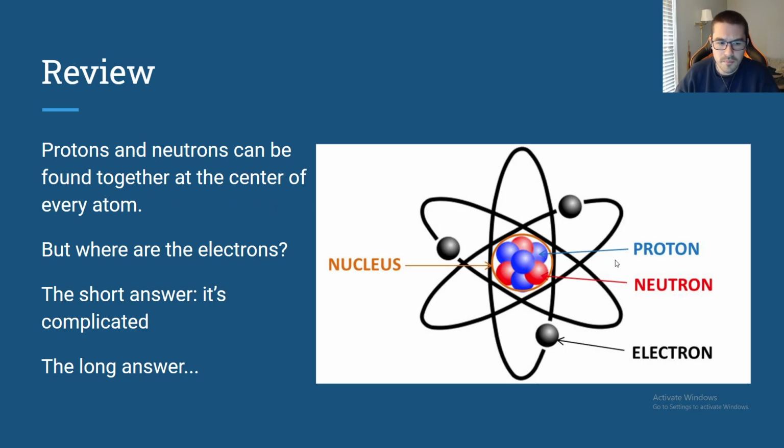We know that protons and neutrons are in the center of every atom. They compose what is called the nucleus of the atom. So protons and neutrons are in the center. But where are the electrons exactly? I mentioned before that we were going to get into this later in the course, and here we are.